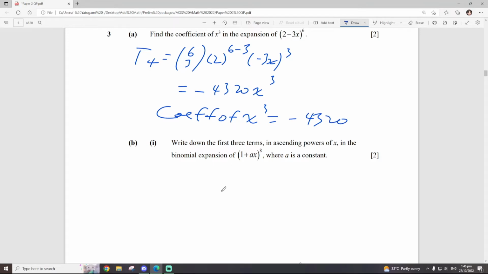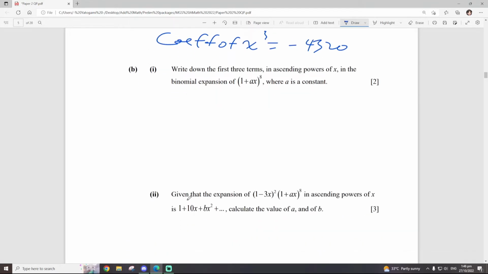Write down the first 3 terms in this binomial expansion. Okay, so this is 1 plus 8 choose 1, which is just 8. Anything choose 1 is just itself. So you get 8ax. 8 choose 2 is, what's 8 choose 2 again? 8 choose 2 is 28. So you get 28a squared x squared. Okay.